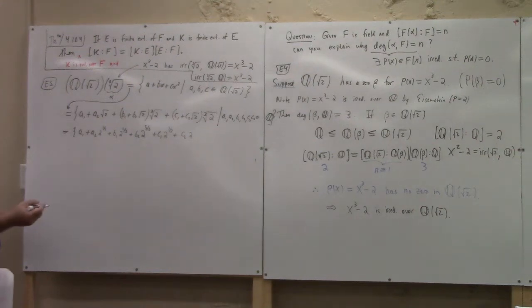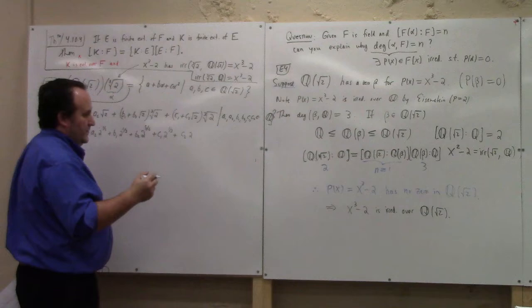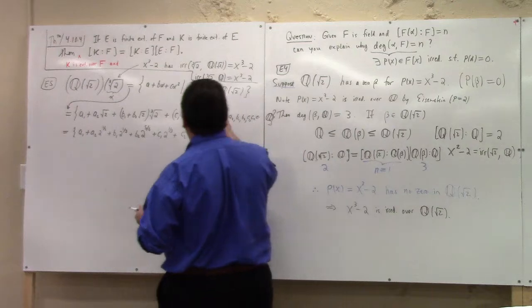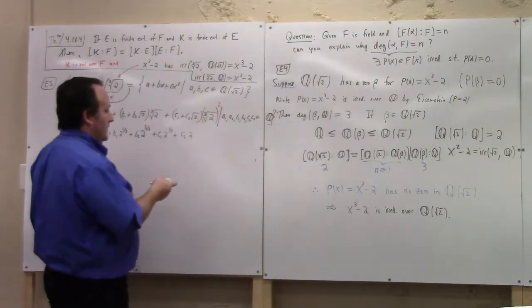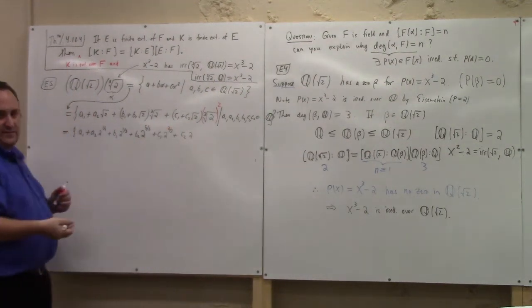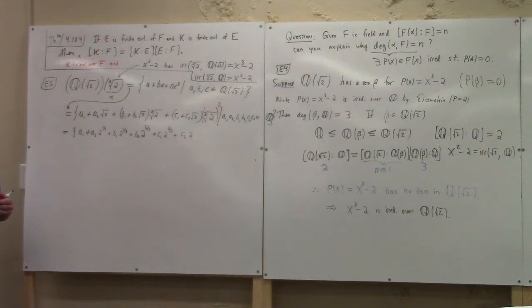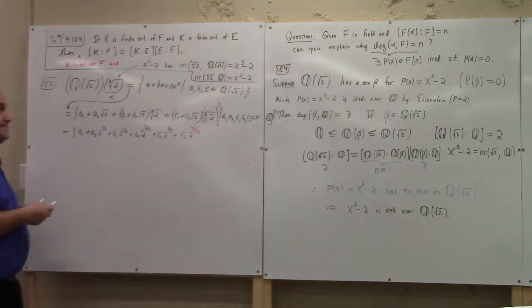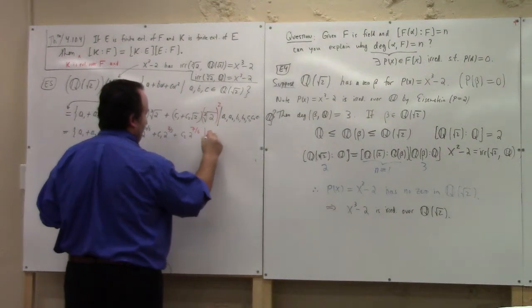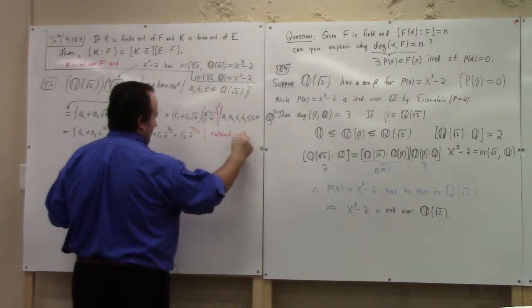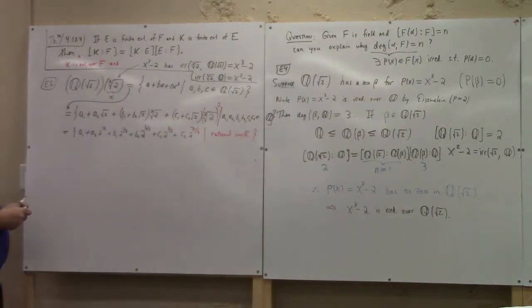Wait a minute. Oh, you know what I missed? I missed something here. That was supposed to be alpha squared, right? I forgot my square right there. And that makes this a 2/3. So what's 2/3 plus 1/2? 7/6, right? I'm tired of writing it. Okay. Rational coefficients.